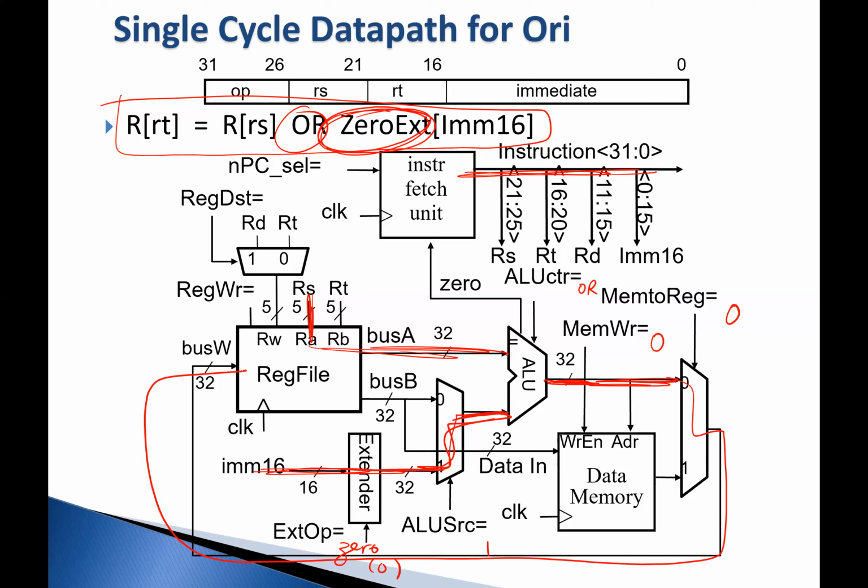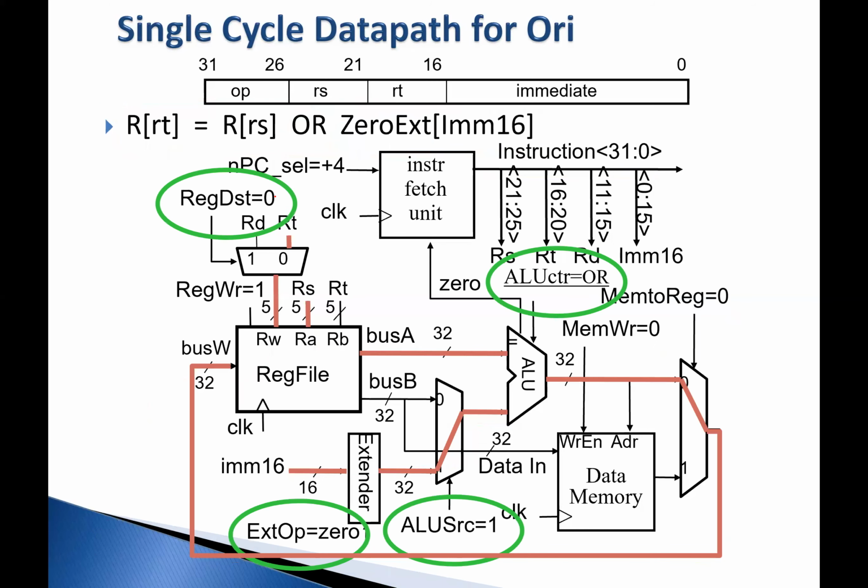Go back to here. Am I writing into register? Yes, right? And then to what channel? Write back RT, right? So I have channel 0. Now I'm done. And then where do you get your next line? Since this is an OR, it's not a branch, it's not a jump, the next line will be +4, and you're done. So you have this answer.